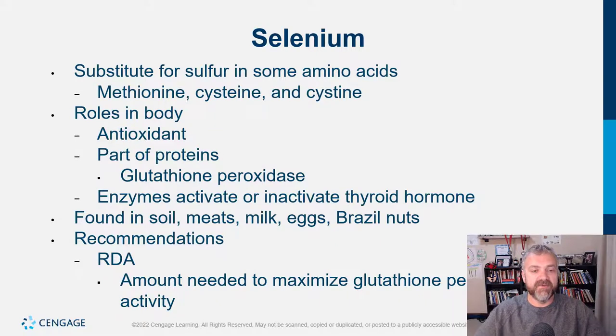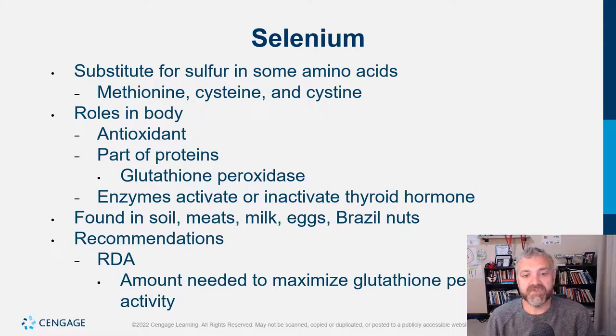So I mentioned this being one of my favorites. Selenium is a substitute for sulfur in some amino acids. So selenium can be found in methionine and cysteine, the amino acids. It's a very powerful antioxidant. To me, it's the most powerful intracellular antioxidant we have, because its role is in the glutathione peroxidase system, which is the most powerful intracellular antioxidant system we have. Glutathione peroxidase, very good at neutralizing free radicals, needs selenium to do its job.